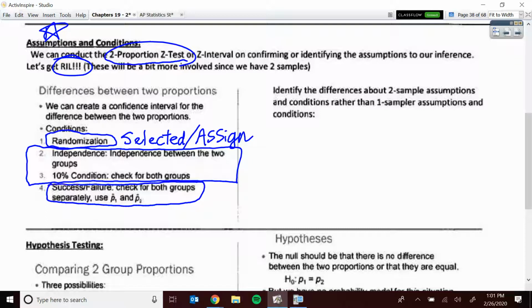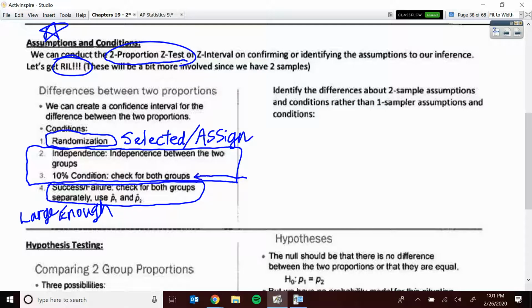What is that? To have at least 10 successes and at least 10 failures. That's our large enough condition, but we have to make sure we do it for both groups, saying we had at least 10 successes and failures in this group and at least 10 successes and failures in this group. Okay, but let's talk independence.